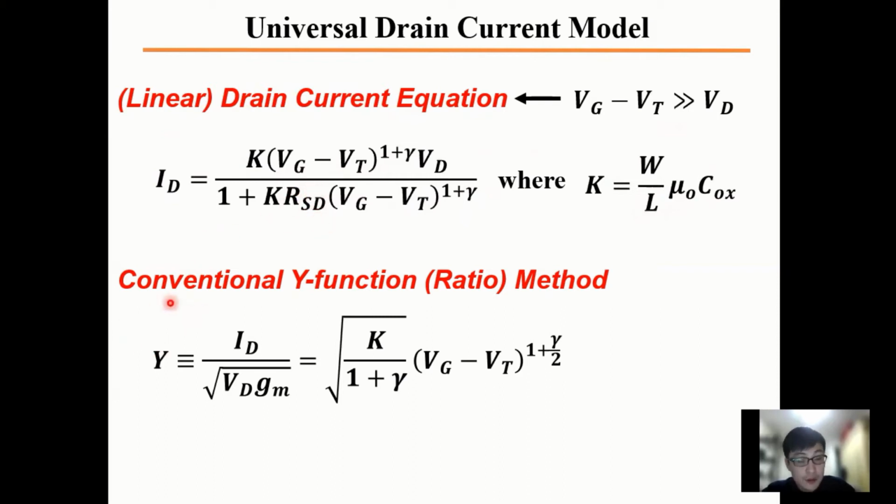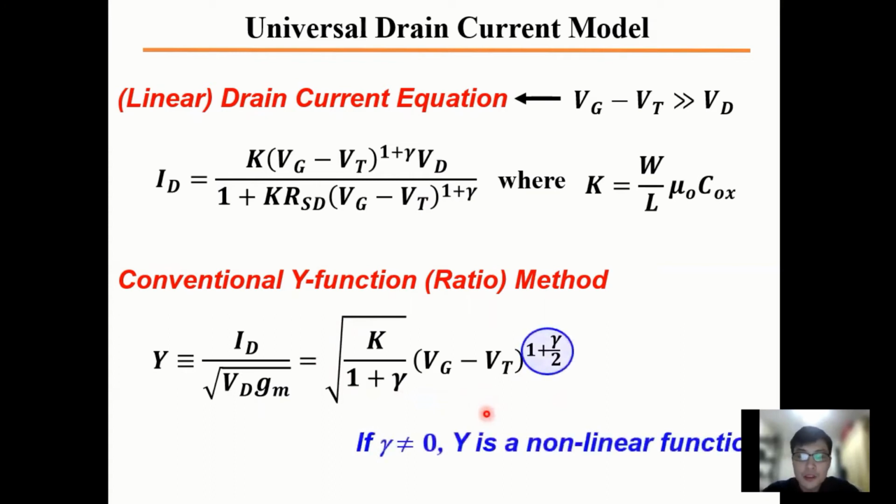So the first step we take is to define a Y function. The Y function is defined by the drain current divided by the square root of the drain voltage times the transconductance. So if we take the drain current equation over here and plug it into our definition of the Y function, we will be able to get this analytical term of the Y function over here.